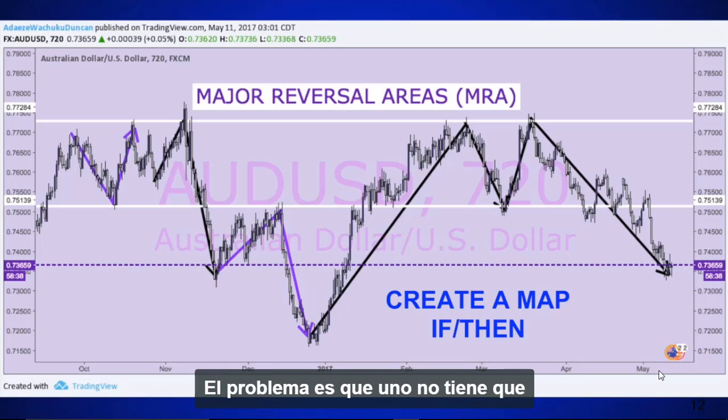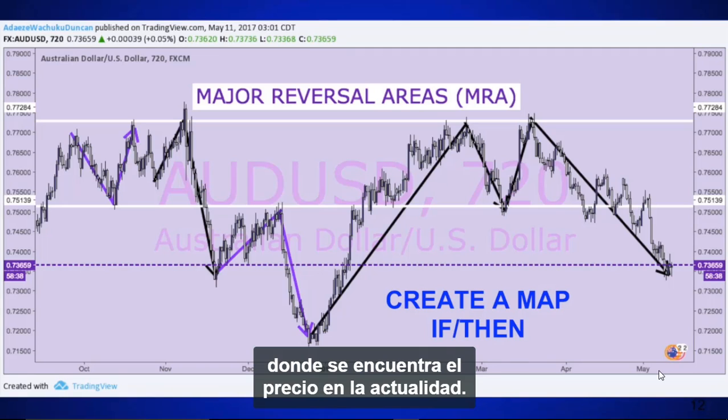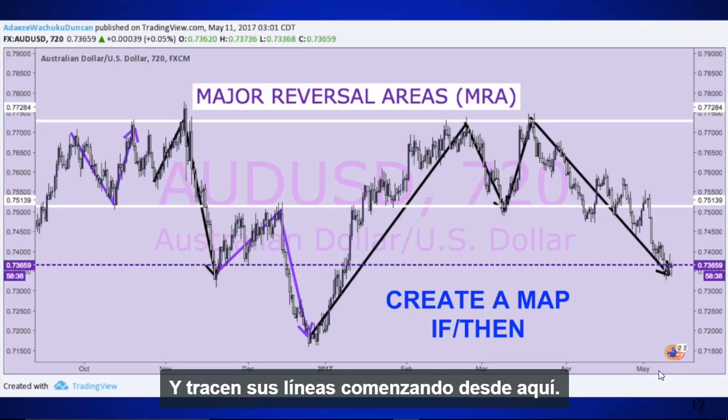The problem is you don't actually have to draw like 50,000 lines. You want to always start where price is currently at and draw your lines starting there. That's where you would want to do it.